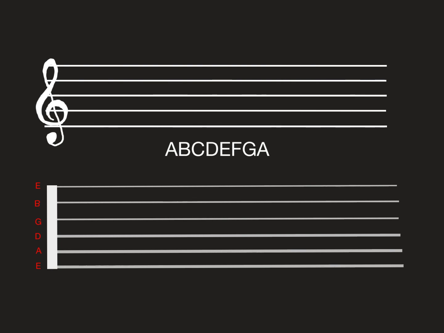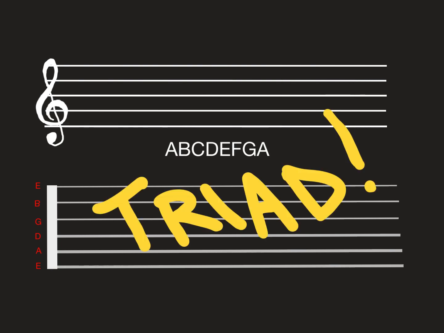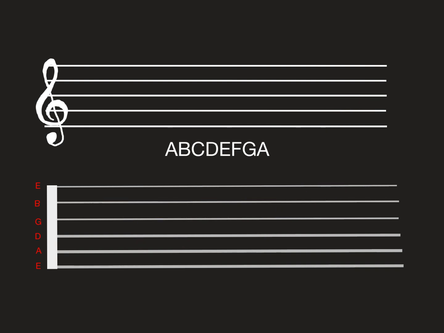Hey everybody, today's lesson is going to be on the triad. What is a triad? A triad is the most basic type of chord in Western music. It contains three different notes stacked in thirds. For example, 1, 3, 5.